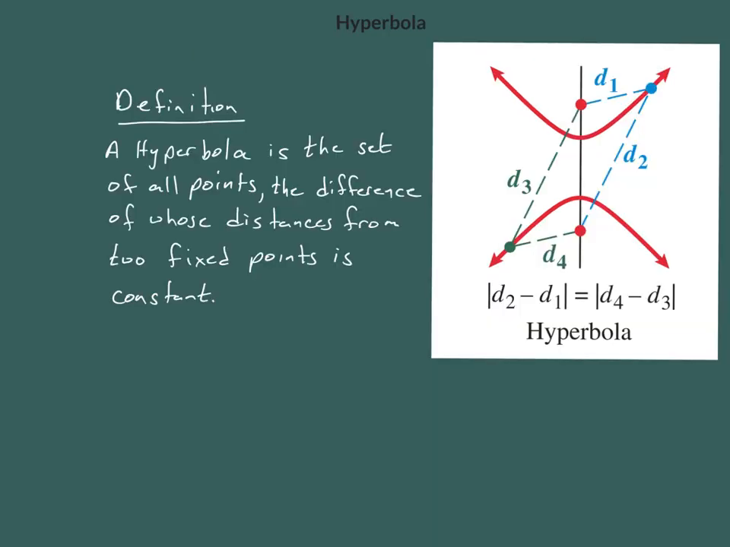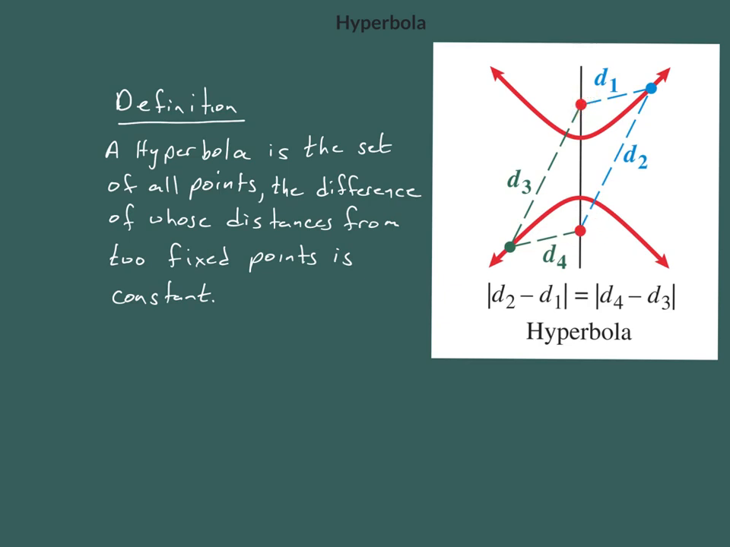The last of the four conics that we want to define is what's called the hyperbola. And really the hyperbola definition is very similar to the ellipse definition, it just changes one word. A hyperbola is the set of all points, the difference, there's the change, the difference of whose distances from two fixed points is constant.